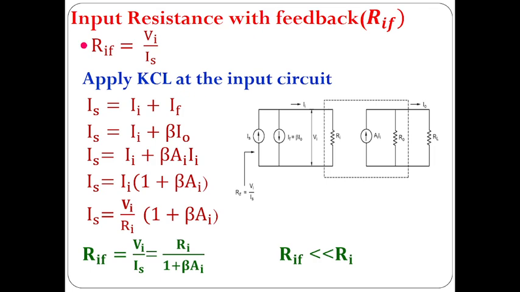Now you must compare the expression with respect to two parameters. One is RIF, the other one is RI. What is RIF? It is the input resistance with feedback. What is RI? It is the input resistance without feedback. When you compare this expression, it is so clear that RIF is very much lesser when compared to RI, by 1 plus beta AI times. So what type of feedback are we discussing right now? Current shunt feedback. What type of mixing do we do here? Shunt mixing. So if you do shunt mixing, the input resistance will be reduced. So RIF will be lesser when compared to RI.